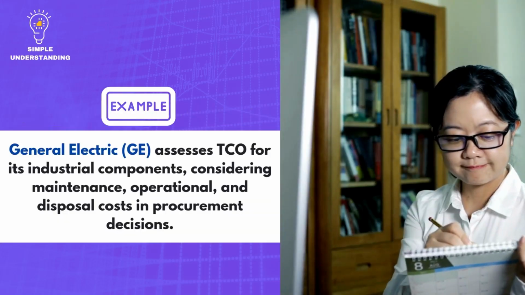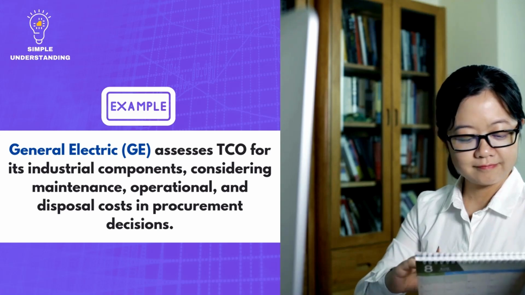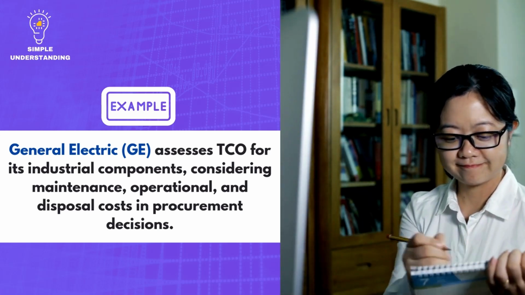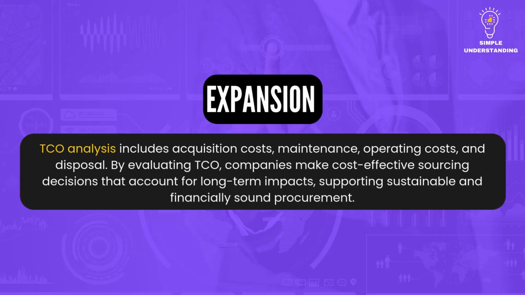Real company example. General Electric (GE) assesses TCO for its industrial components, considering maintenance, operational, and disposal costs in procurement decisions. Expansion. TCO analysis includes acquisition costs, maintenance, operating costs, and disposal. By evaluating TCO, companies make cost-effective sourcing decisions that account for long-term impacts, supporting sustainable and financially sound procurement.